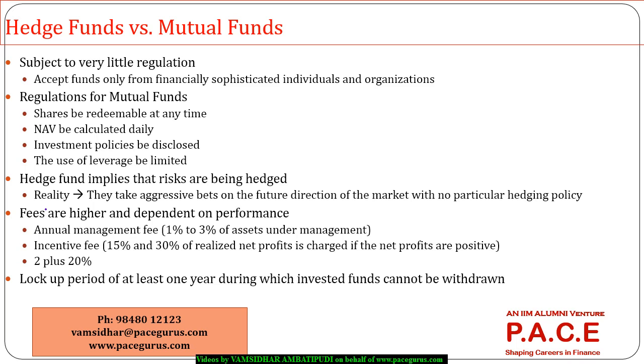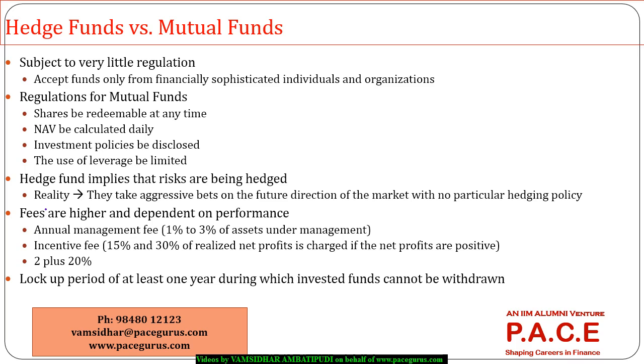Then, moving from mutual funds to hedge funds. In case of hedge funds, the regulation part is very, very limited, because the funds are accepted from very, very sophisticated individuals and organizations. The funds are typically collected from people who have a sound financial understanding, who have a very large amount of funds and who want to invest them in different kinds of innovative instruments. So that's the reason the regulatory aspects are much lesser in case of hedge funds.